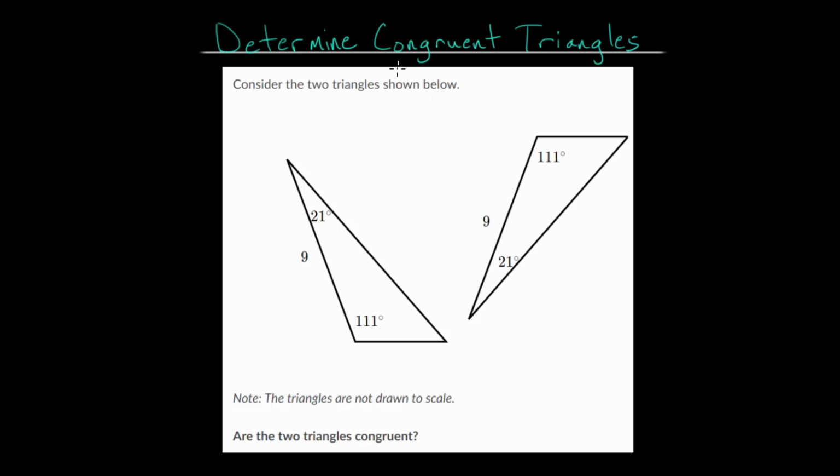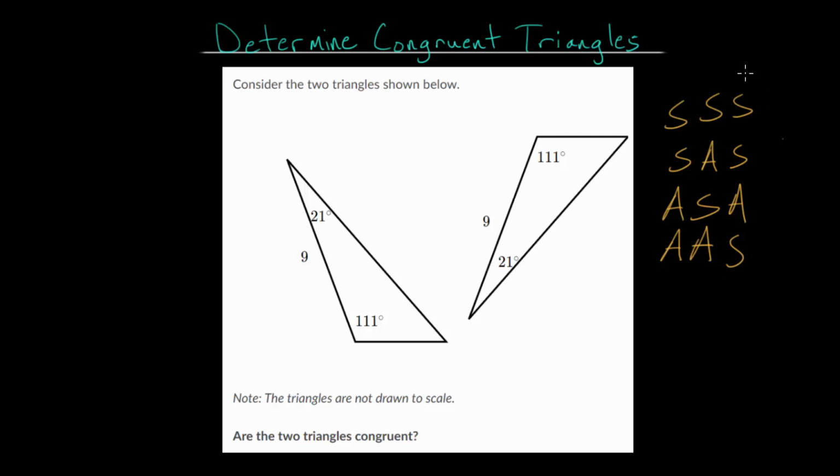In this video, I'd like to talk about determining congruent triangles. And when determining congruence between two different triangles, there are several different rules that we can use. We can use side, side, side. We can use side, angle, side. There's also angle, side, angle. And then we have the angle, angle, side theorem.